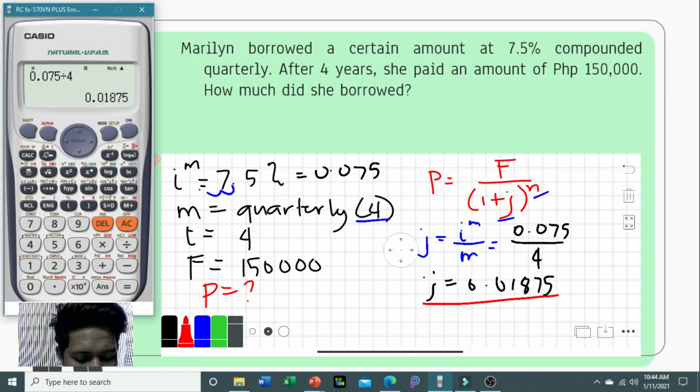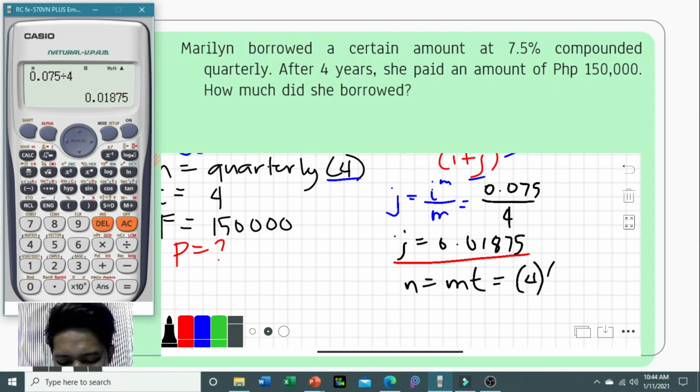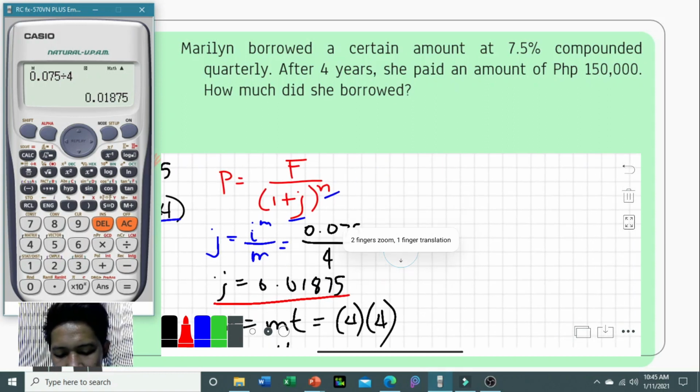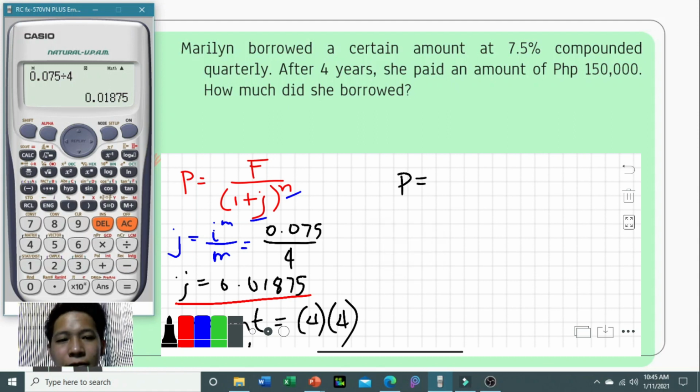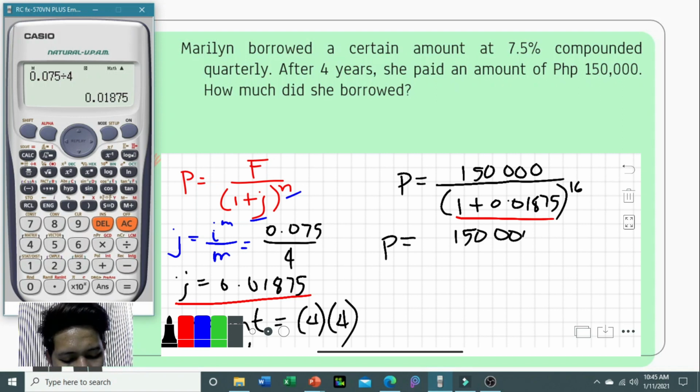And then the value of N will be obtained by multiplying the frequency of conversion times the time. Quarterly tayo, so we have 4 times the time, which is again 4. So, the total number of conversion periods would be 16. Okay po? So, with these values, we can now compute for the present value. So, we have P equals our future value, sabi sa problem, 150,000 divided by 1 plus our J is 0.01875 raised to our N is 16. We first simplify this one.